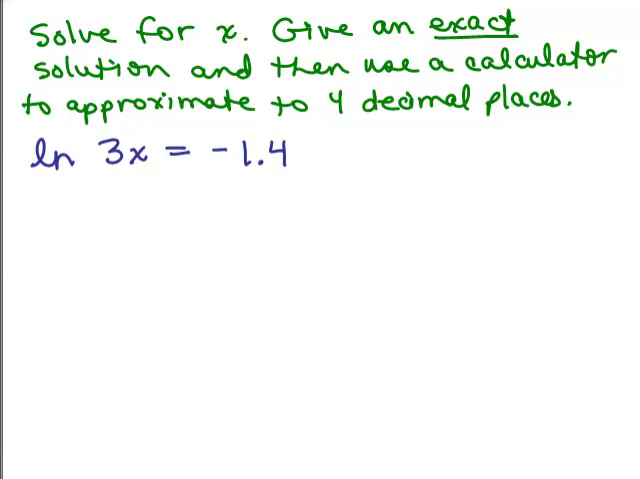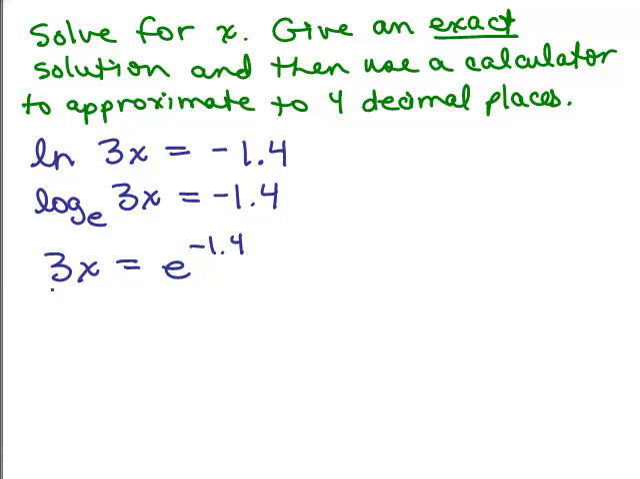All right, here's a problem for you to try. Natural log of 3x equals negative 1.4. Put the video on pause and see if you can get the exact and the approximate solution for x. All right, so remember, this means log base e of 3x equals negative 1.4. So we have that 3x equals e to the negative 1.4. And if we divide by 3, there's our exact answer. Now, you could leave it like that, or if you want, you could write that as 1 over 3 e to the 1.4. Both of those are correct answers.